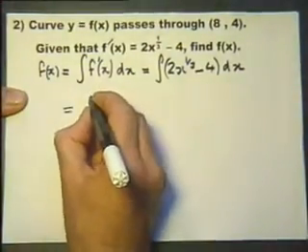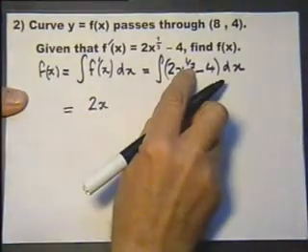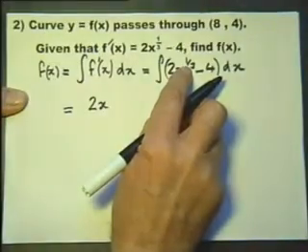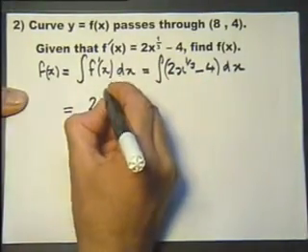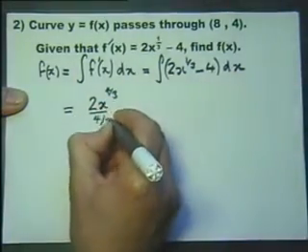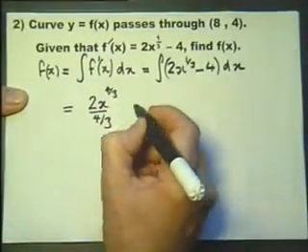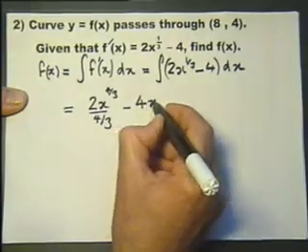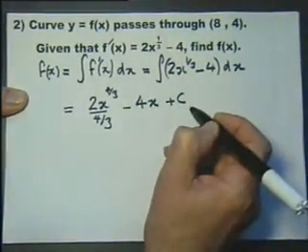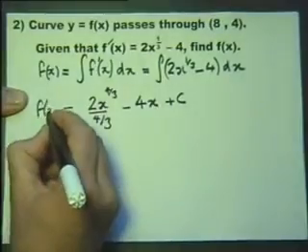So when we integrate, we raise the power, or index, whatever you want to call it, by 1, and that will raise that up to 4/3, and we then divide by that new power. Integrating minus 4 will give us minus 4x, and we have to include a constant of integration. So we now know that the function equals this.